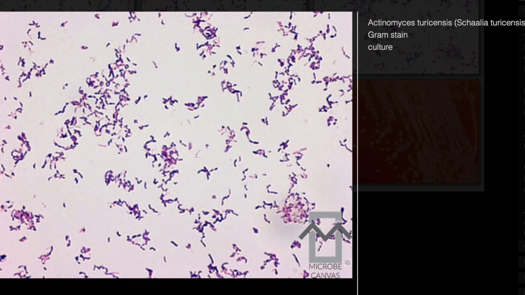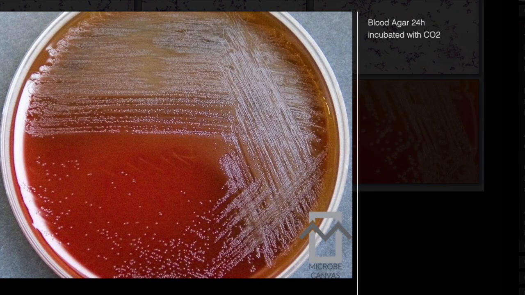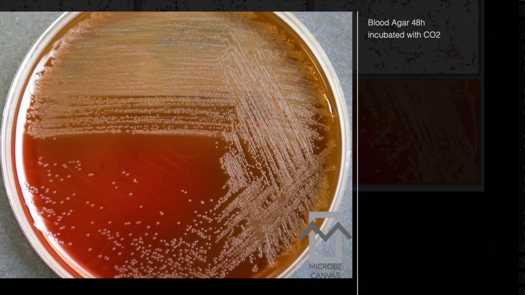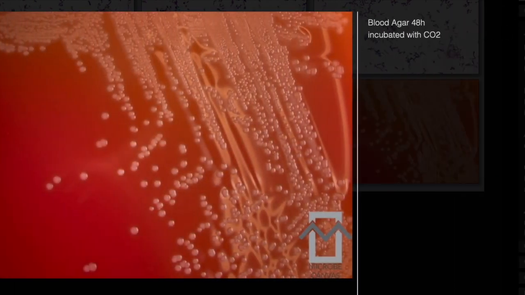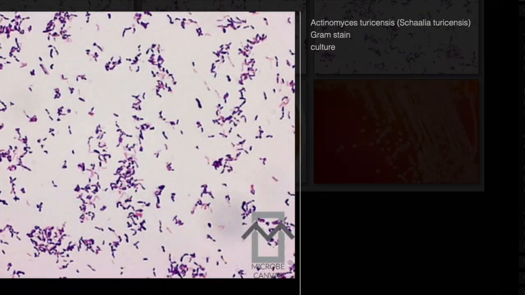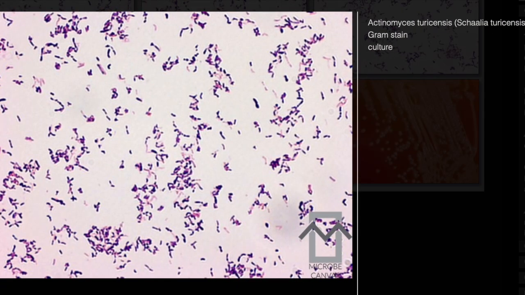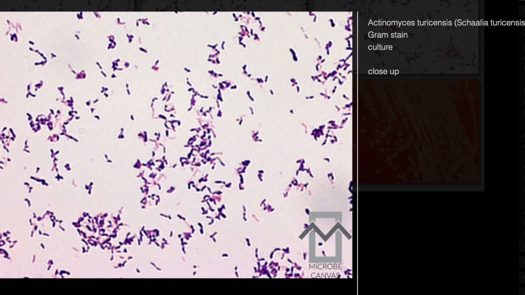Non-motile. Actinomyces turicensis lack the ability to move on their own. Vancomycin susceptible. They are sensitive to the antibiotic vancomycin. Colistin resistant. They are not affected by the antibiotic colistin. Cells irregular. The cells of Actinomyces turicensis are not uniform and can vary in shape.